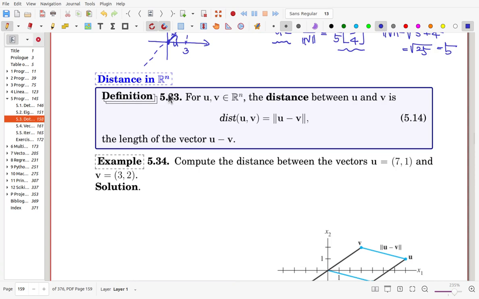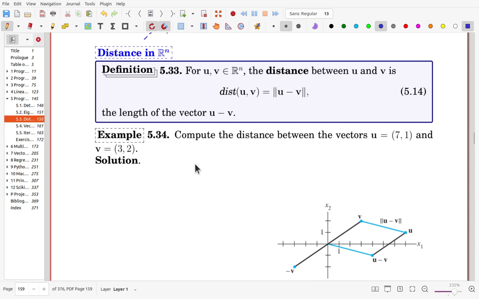Now we define distance. U and V are in Rn, and we define the distance between U and V in this way: distance of U and V is the same as the norm of U minus V. So eventually this is the same as the length of the vector U minus V. Here we'll compute the distance between two vectors U and V.